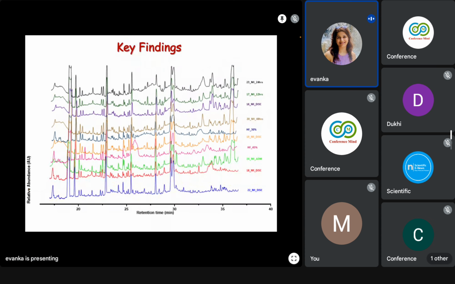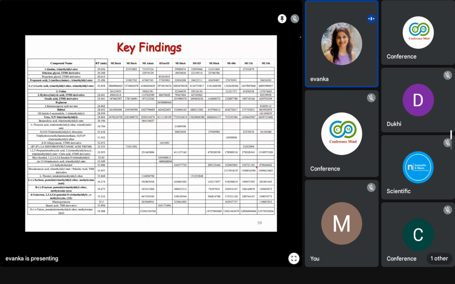So here what we did, we characterized both HF and STEMI patients in terms of LDL, HDL and CRP, and then we found which patients come under the category of atherosclerosis. So we ran the metabolomic data for these patients, and there we found a few compounds which were significantly expressed in a few of the patients.